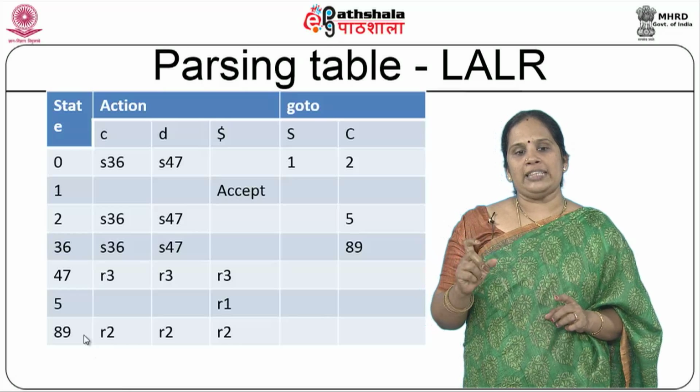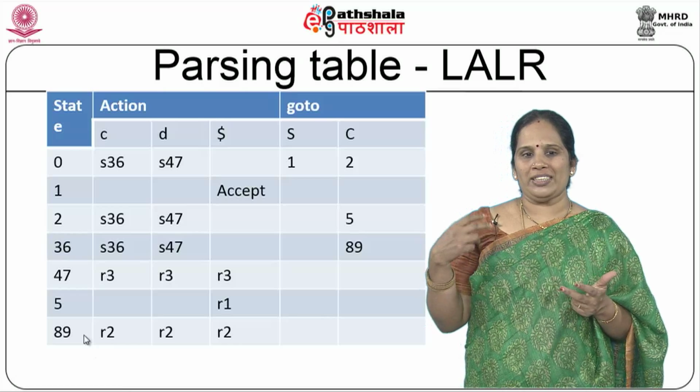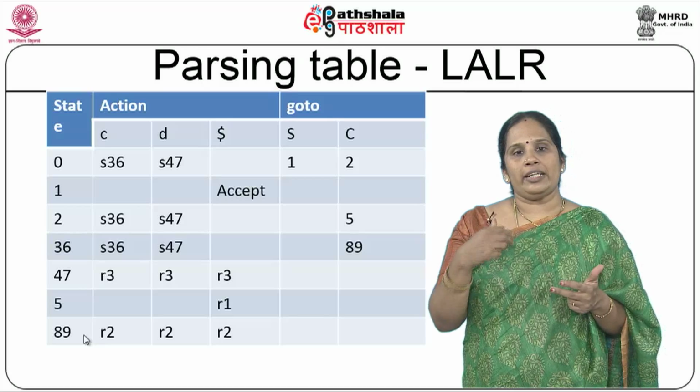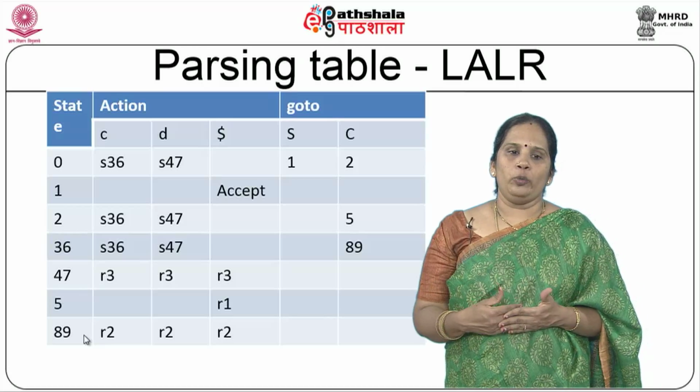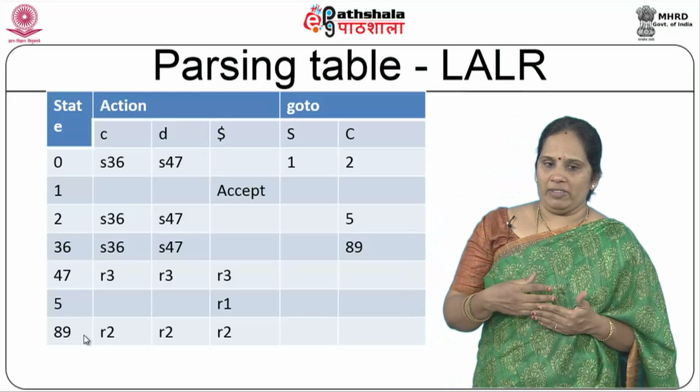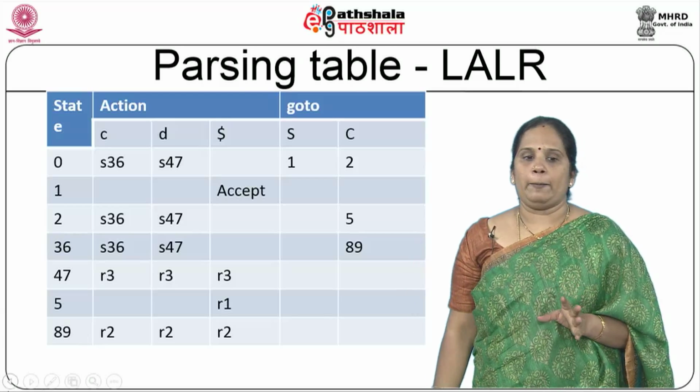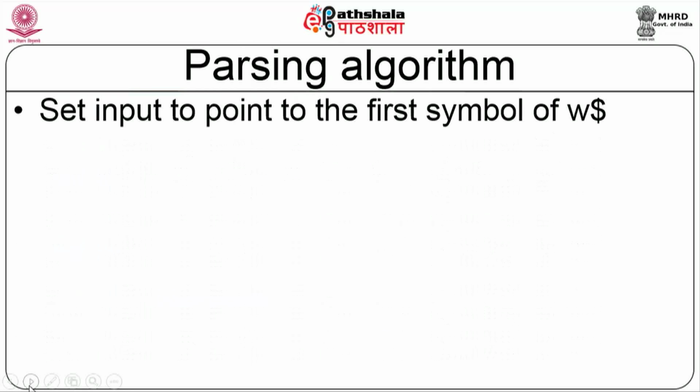Since I have merged the states, whatever was earlier referred to as 3 and 4 will now be referred to as 36 and 47. Whatever was referred to as 6 and 7 will now be referred to as 36 and 47 again. So is the case with 89. Now, the parsing algorithm again is the same.